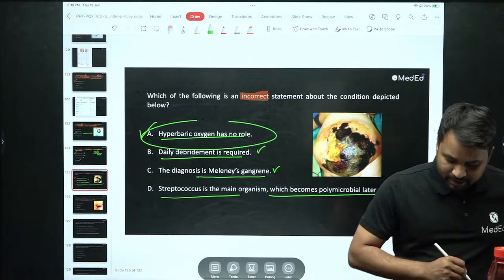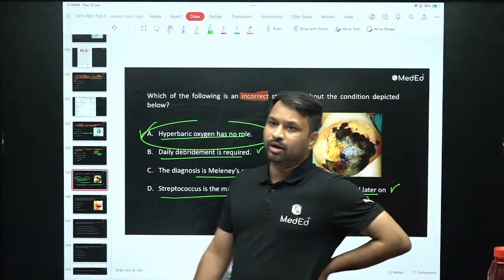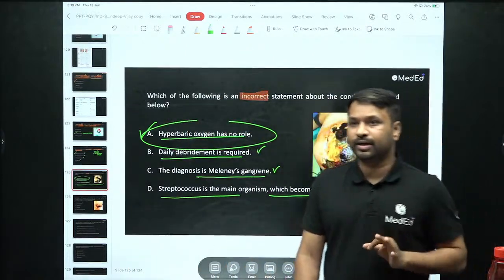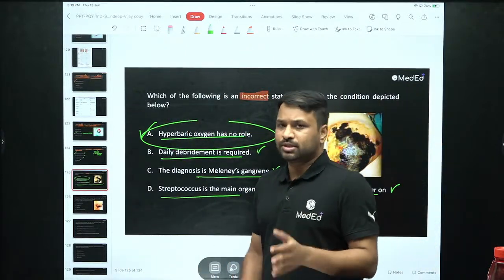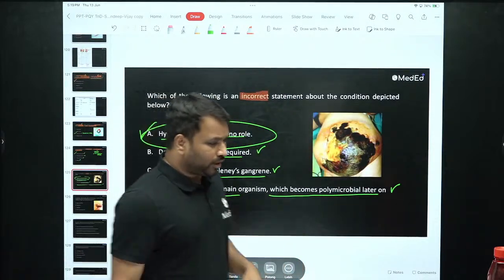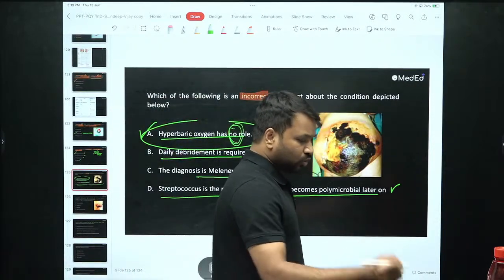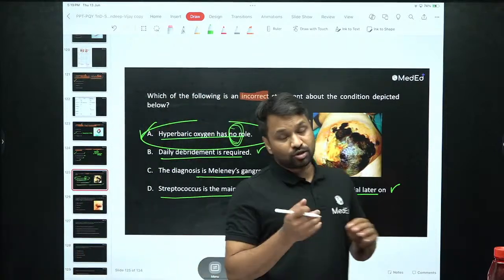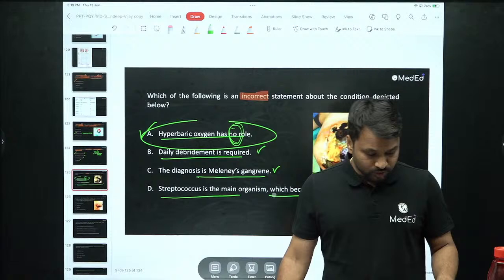Hyperbaric oxygen can be given for long-term non-healing ulcers. So A is incorrect. Rest all three of them are correct. Hyperbaric oxygen can be given for chronic non-healing ulcers or wounds. So A is wrong, it is saying no role. No, it has a role. It's not a mainstay of treatment, but that does not mean that it has no role.